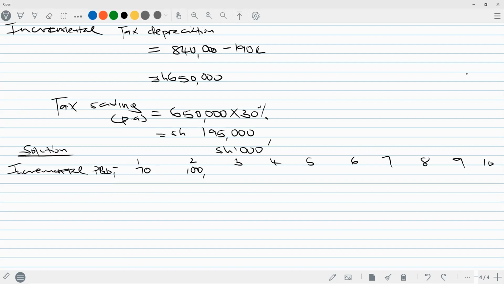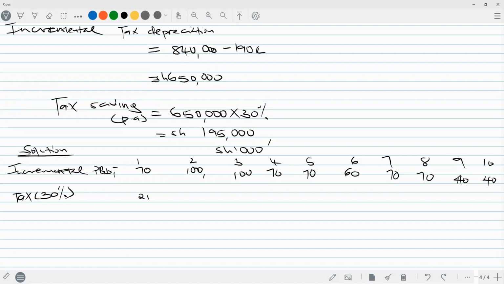Okay, year 3 it will be equal to 100,000. Year 4 it will be equal to 20,000. Year 5 it will be equal to 70,000. Year 6 it will be equal to 60,000. Year 7 we got 20,000. Year 8 we got 350 minus 280, we got 20,000. Year 9 we got 40,000. And year 10 we got 40,000. Okay, then you pay tax. Okay, we pay tax at 30%.